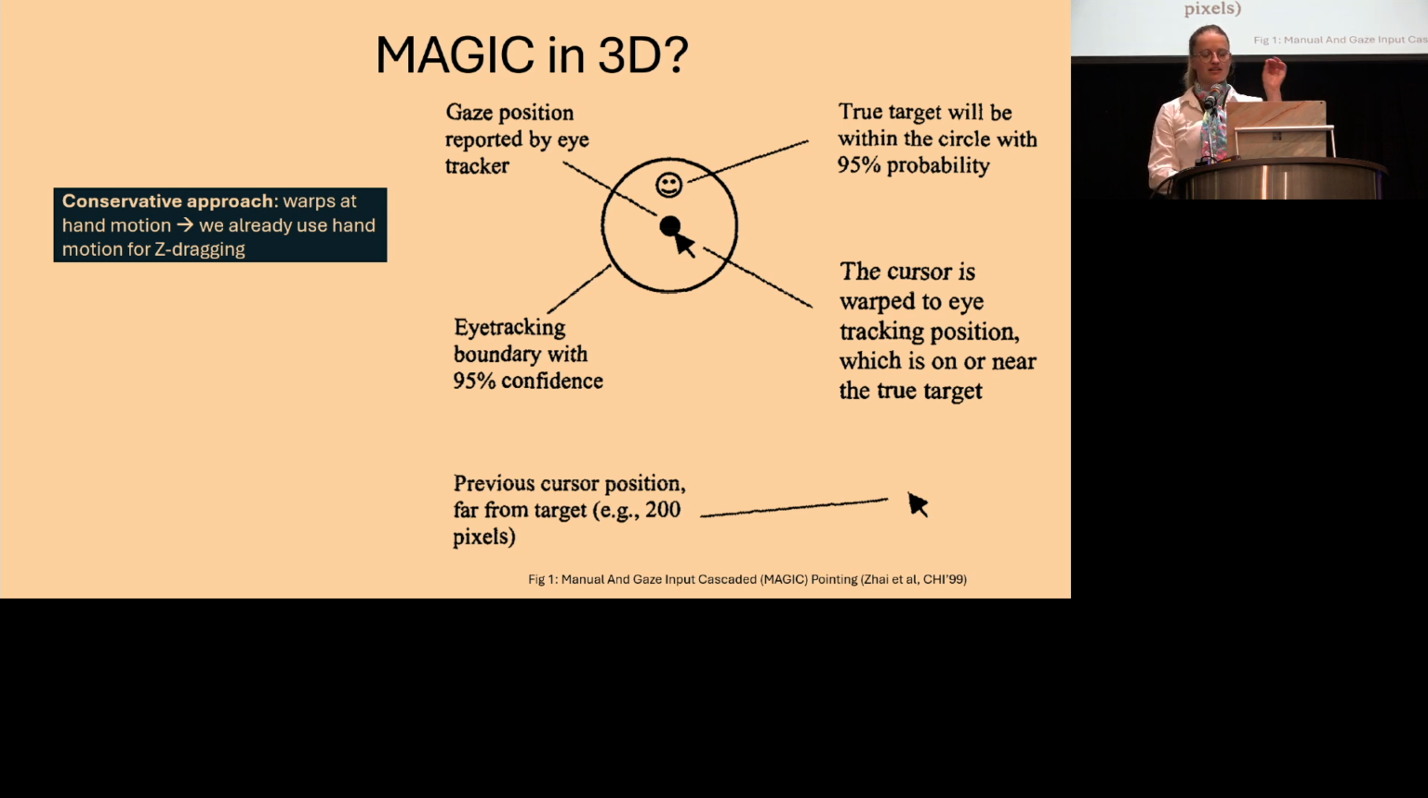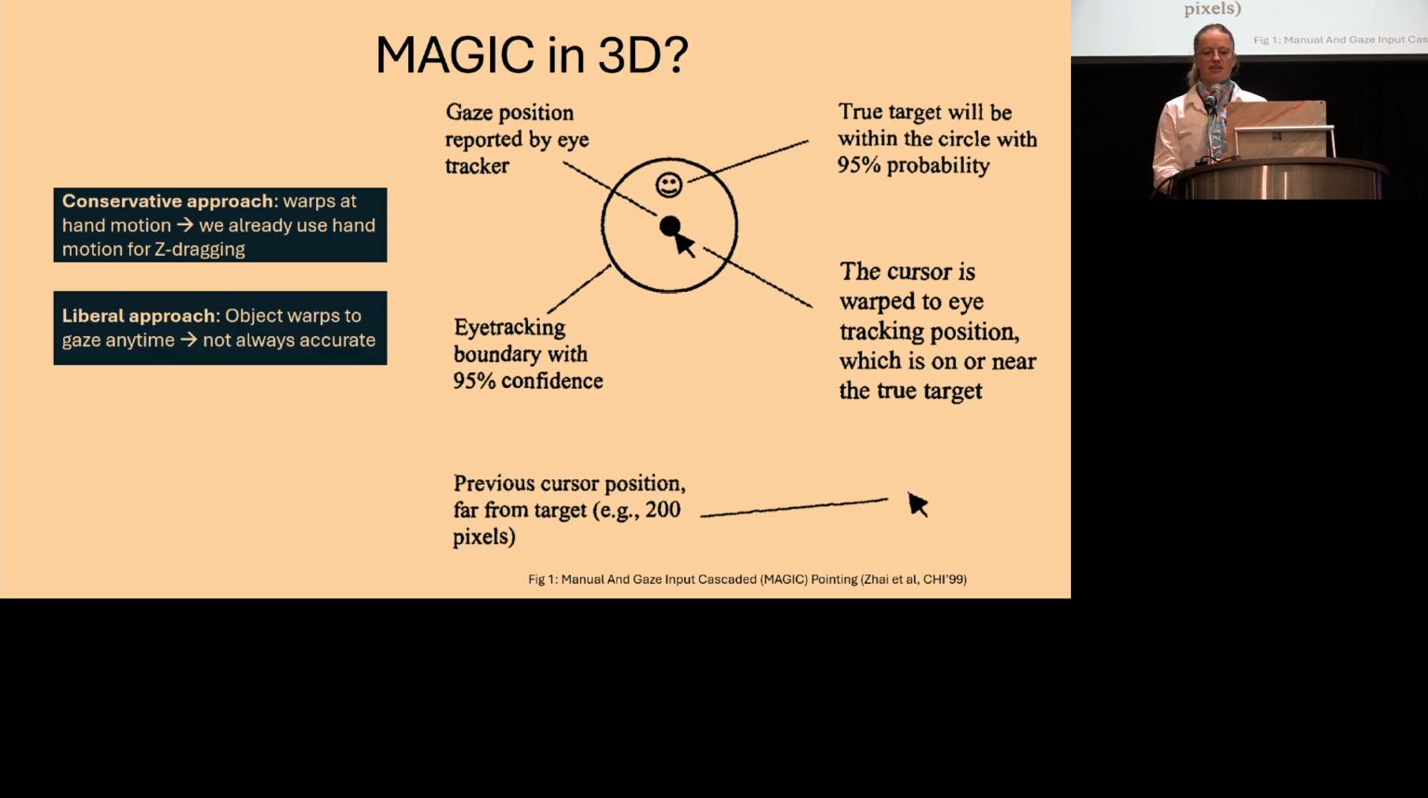So one approach is the conservative method. So you look at the target which you'd like to select and then move the hand and it immediately jumps to the target. But this wouldn't work in our case, as the hand movement is already required to adjust the depth. The other approach is the liberal method, which warps the cursor to the gaze position when the user's gaze deviates from the current cursor position by a certain threshold.